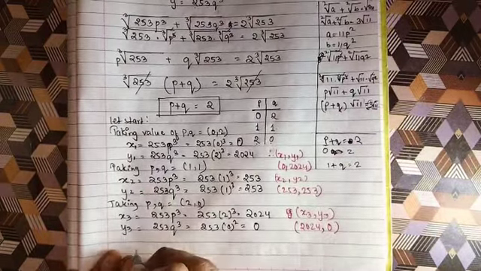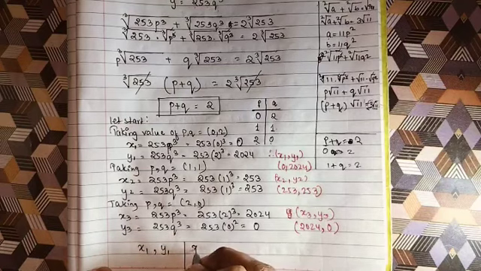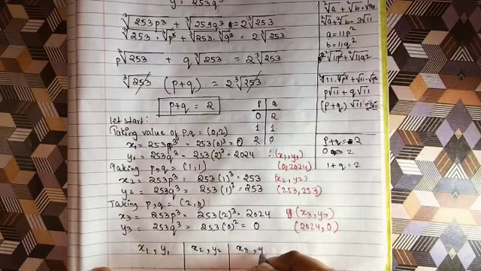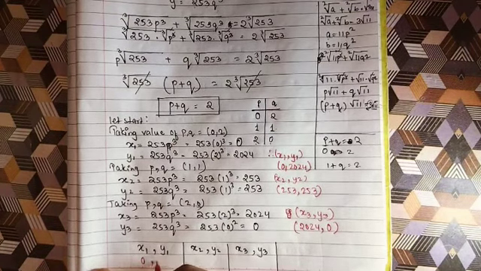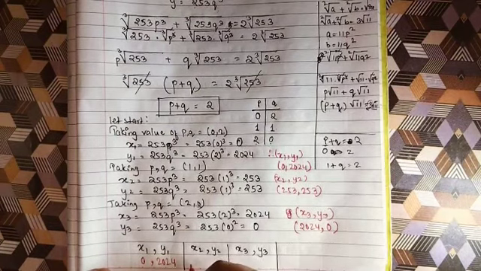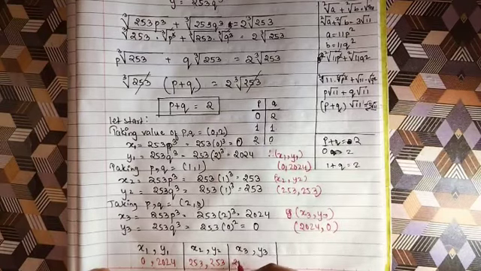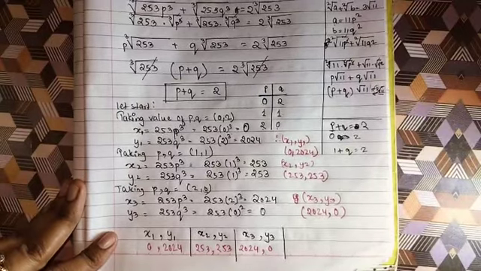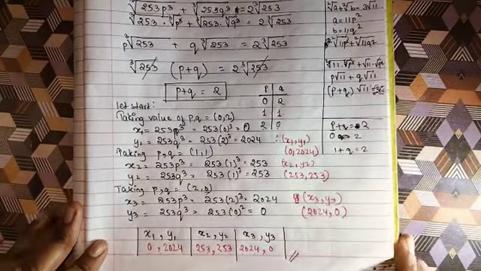So this is x1, y1, x2, y2 and x3, y3. This is 0, 2024, this is 253, 253 and this is 2024, 0. So these are the three values of x and y.